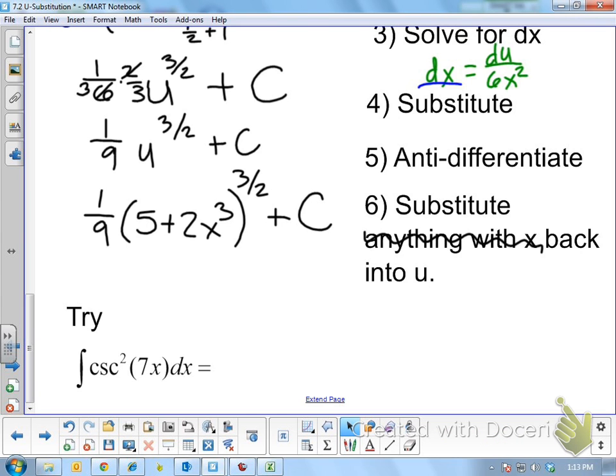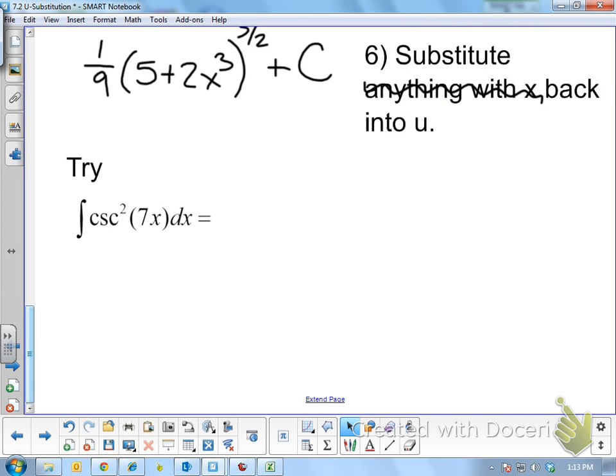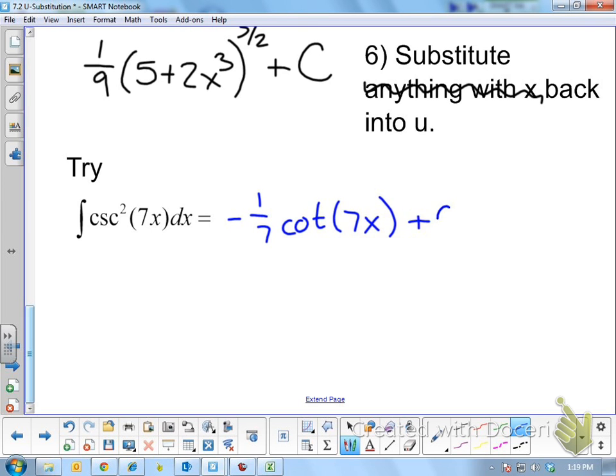Okay, so I'm going to have you guys try a problem. The integral of cosecant squared of 7x dx. Okay, all of you guys got negative 1/7 cotangent 7x plus c. Now this time when we did our u sub, we didn't have any x's cancel out, but if we hadn't done the u substitution, we would not have gotten this 1/7.